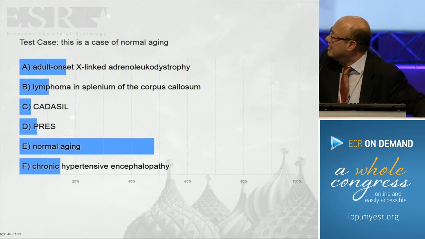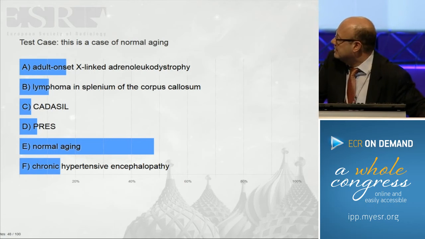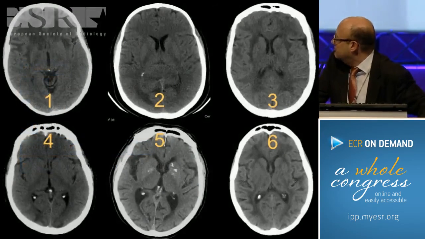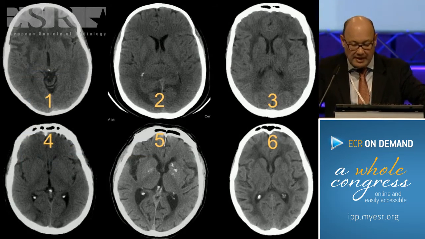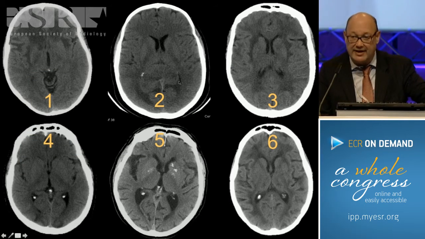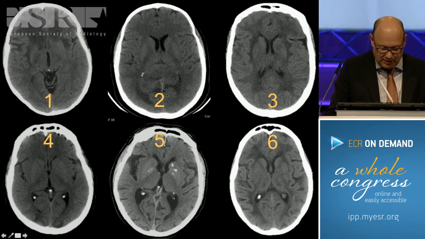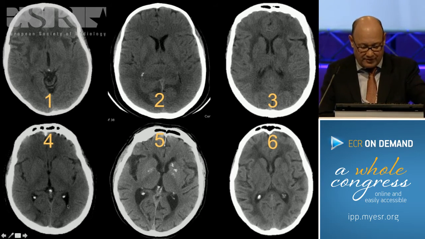I think most of you made the right answer, because case 5 indeed is the normal aging process. Case 1 is the X-linked adrenoleukodystrophy. Case 2 is a typical case of PRES, where you see low density reflecting vasogenic edema in the white matter in the typical posterior location. No, I'm telling you wrong things. Number 4 is the PRES, where you typically see the vasogenic edema in the posterior aspects of the hemisphere.